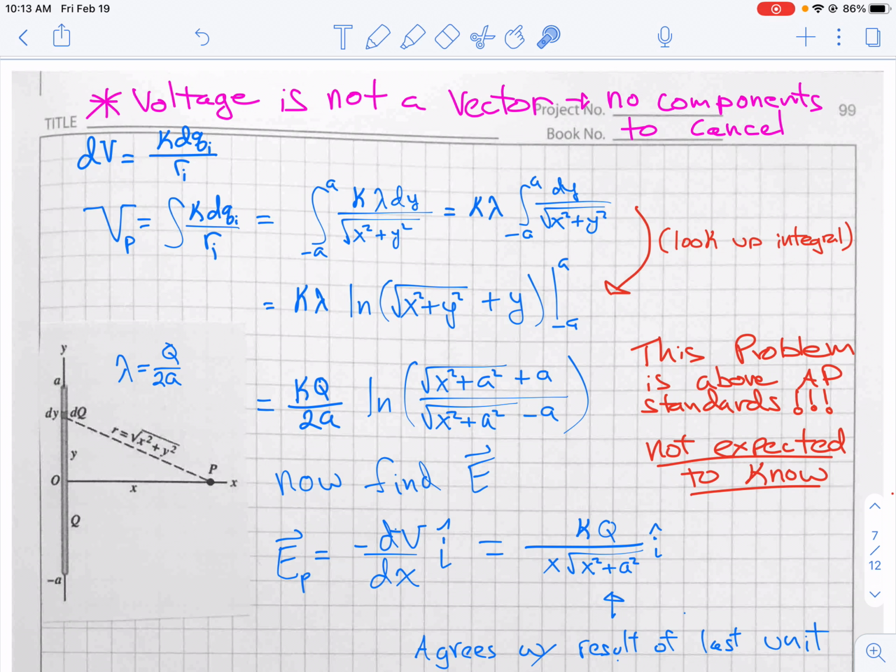So here we'll find voltage and then we'll use voltage to find electric field. Of course, you might want to use voltage on your own, if you needed voltage for something. But a good way of checking these is using the voltage after we got it to try to find the electric field and making sure that agrees with the results we got from last unit. One thing to keep in mind when we're doing this is that voltage is not a vector. So there's no components to cancel out.